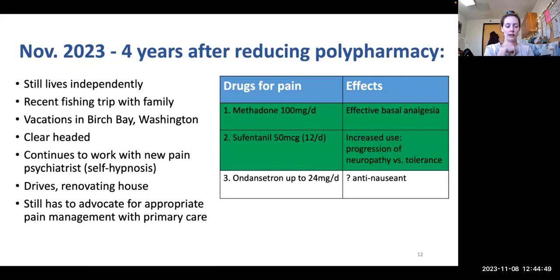He's still living independently. We go fishing once a year. We have a vacation place. He's with a psychiatrist who's doing hypnosis. He's driving. We're renovating his house. And we're getting prescribing by his family doctor, which requires some advocacy, but having this plan, it's much better. So I'm just going to show you a video of Ross today that we took last month.